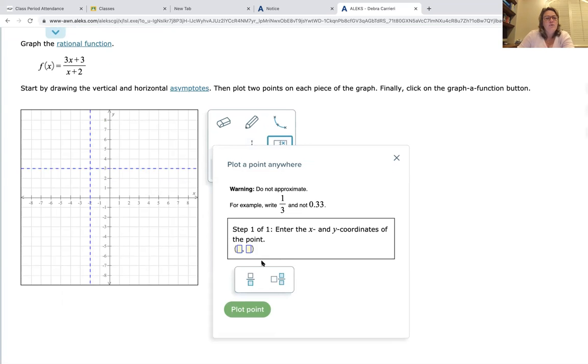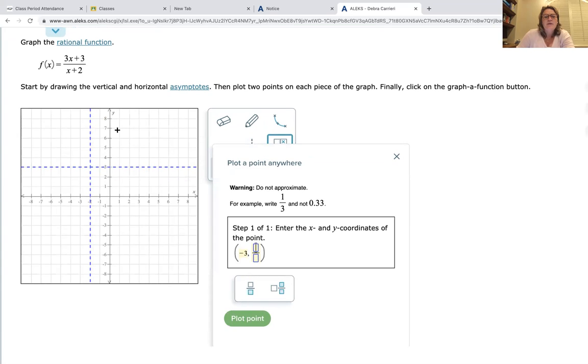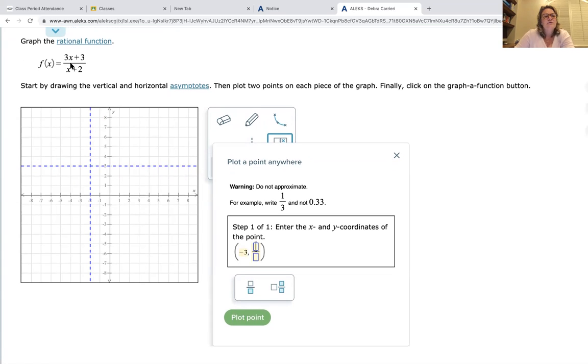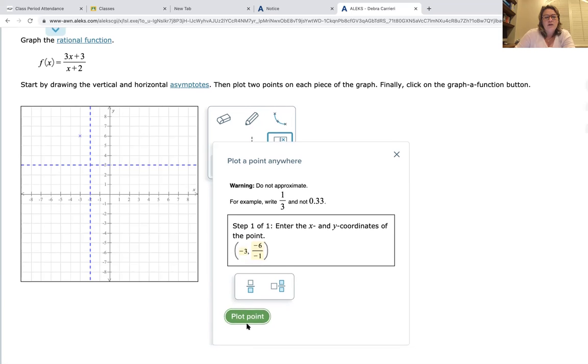So I'm going to pick a point at x equals -3. Then all I'm going to do is look at the numerator and the denominator. I don't need to actually calculate the fraction. So if x is -3, 3 times -3 is -9, plus -3 is -6. That's in the numerator. And the denominator, -3 plus 2 is -1. There's 1 point. I plot it.